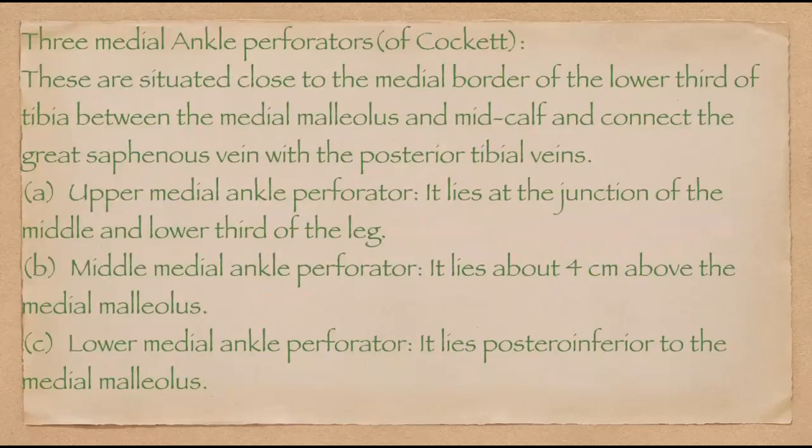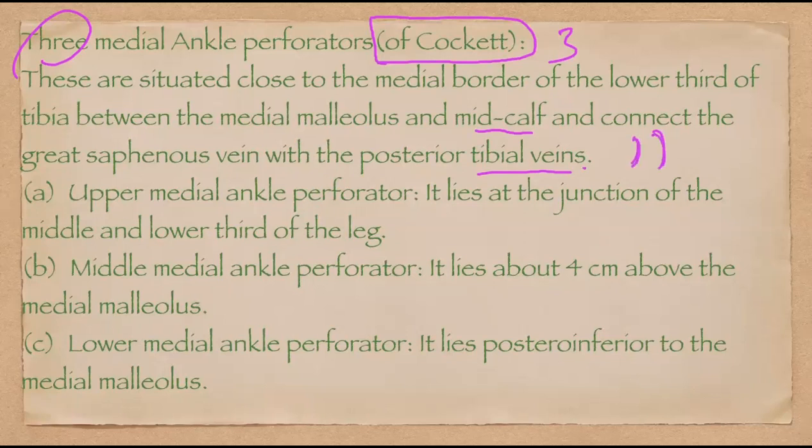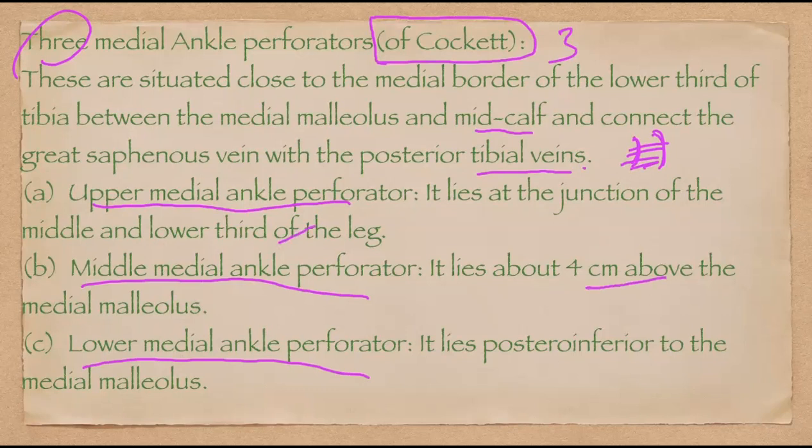The medial ankle perforators of Cockett. There are three. These are situated close to the medial border of the lower third of the tibia between the medial malleolus and the medial calf and connect the great saphenous vein with the posterior tibial veins. So, great saphenous vein and posterior tibial vein. Upper medial ankle perforator, middle medial ankle perforator, and lower medial perforator, which lies at the junction of the medial and lower third of the leg. It lies 4 centimeters above the medial malleolus and is posterior inferior to the medial malleolus.